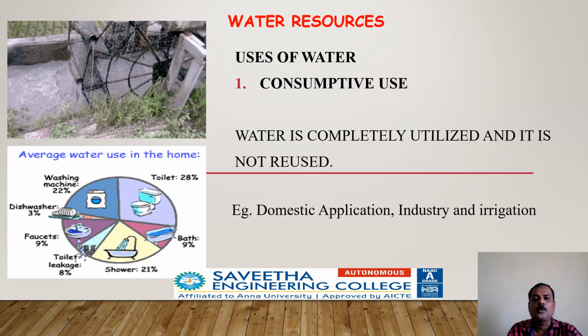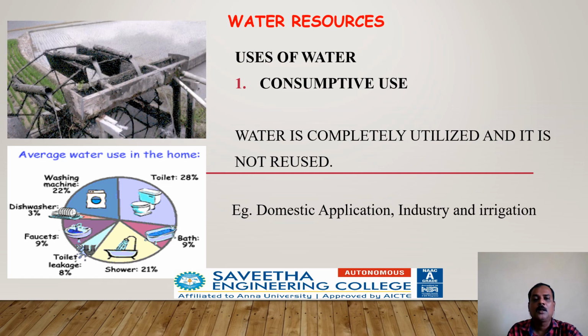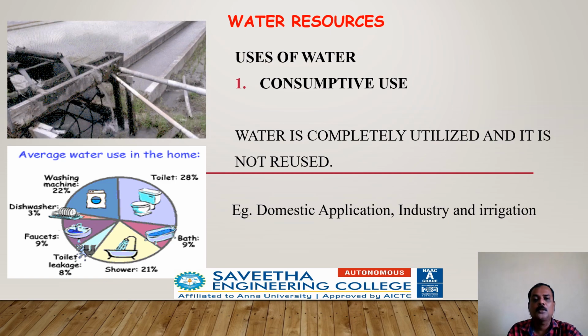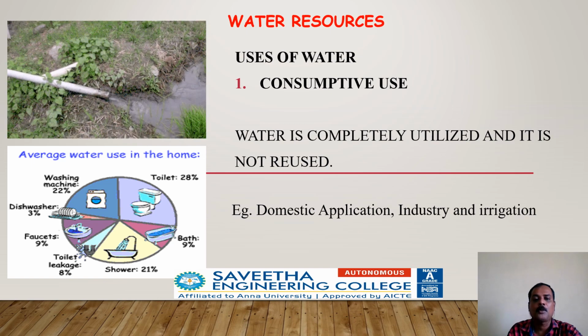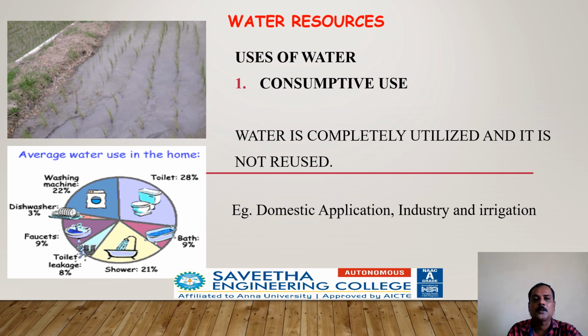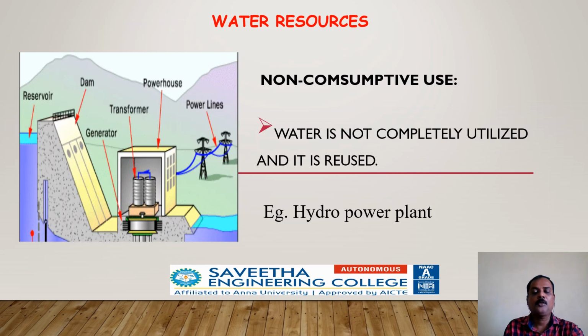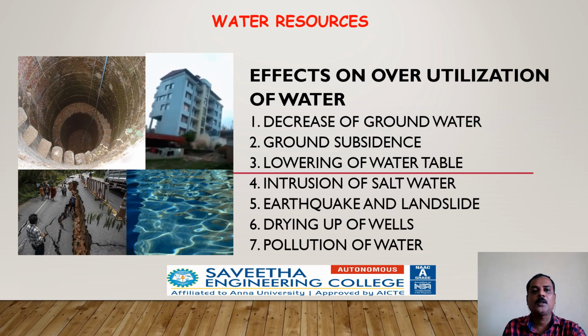Uses of water are of two types: consumptive use and non-consumptive use. In the case of consumptive use, water is completely utilized and is not reused. Examples are all domestic applications, industries and irrigation. In non-consumptive use, the water is not completely utilized and it is reused. An example is a hydroelectric power plant.